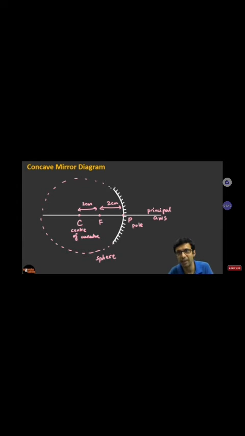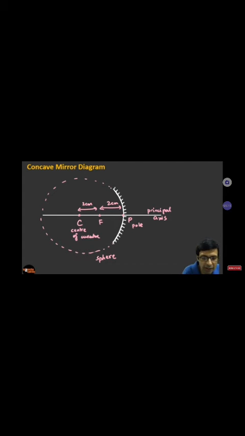You have the pole, which is the center of the mirror. C, the center of curvature, is the center of the sphere that the mirror is part of. And F, the focus, lies exactly between P and C. And that line joining P and C is called the principal axis. Okay, so is this point clear to you? Just be careful of the spelling of principal. It's principal, P-A-L, okay, not P-L-E.